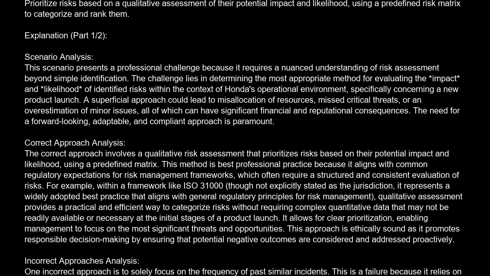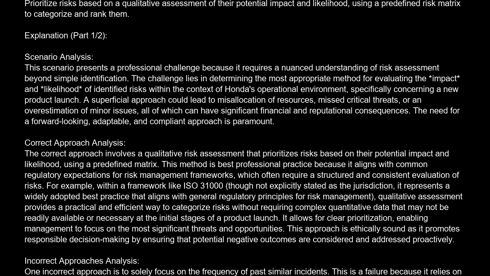Qualitative assessment provides a practical and efficient way to categorize risks without requiring complex quantitative data that may not be readily available or necessary at the initial stages of a product launch. It allows for clear prioritization, enabling management to focus on the most significant threats and opportunities. This approach is ethically sound as it promotes responsible decision-making by ensuring that potential negative outcomes are considered and addressed proactively.